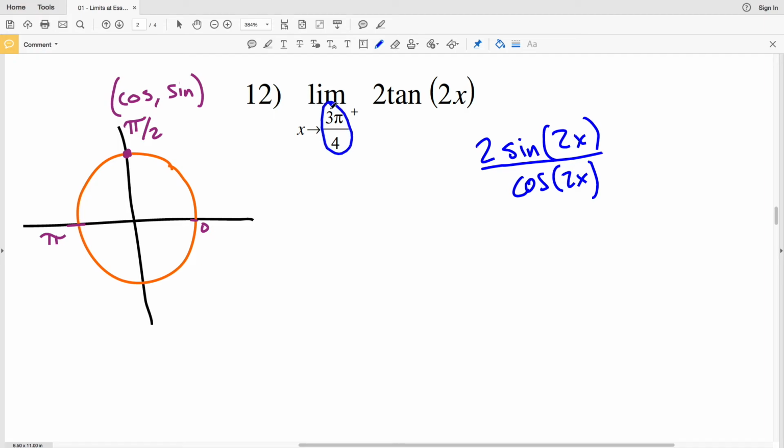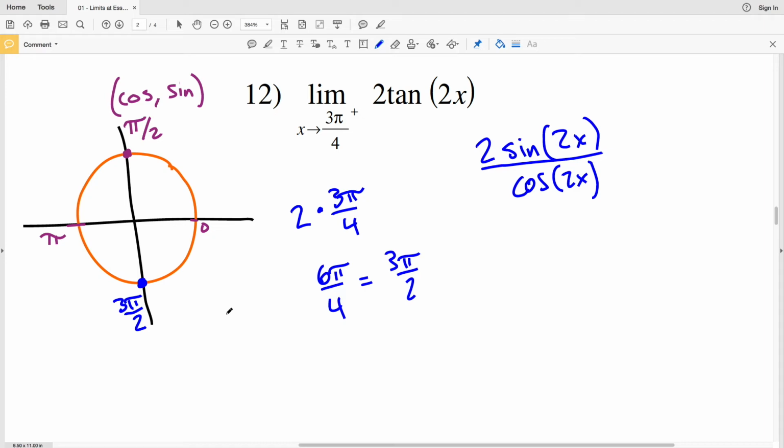So as we're approaching 3 pi over 4 in the x, that x value is continually getting multiplied by 2. So if we were to multiply by 3 pi over 4, that would be 6 pi over 4, which simplifies down to 3 pi over 2, if I divide both the numerator and denominator by 2, which is this point here.